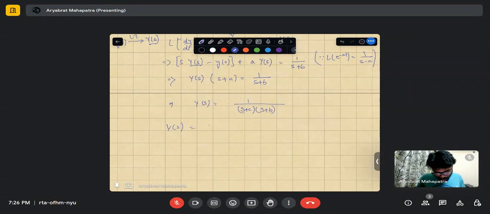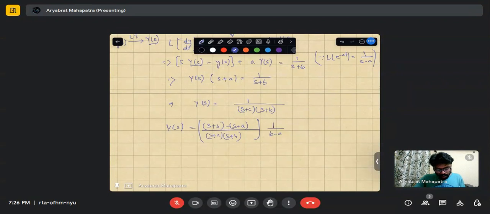This is s plus b minus s plus a over s plus a multiplied by s plus b. So why I'm doing this: I have the whole thing multiplied by 1 over b minus a. What I did here, in this y of s, is multiply and divide by b minus a.